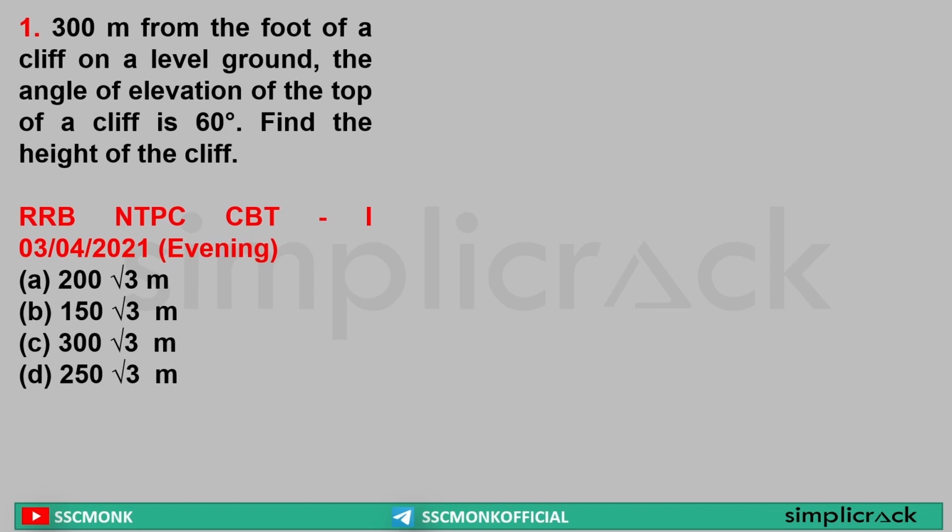Our first question: 300 meter from the foot of a cliff on level ground, the angle of elevation of the top of the cliff is 60 degree. So what is it saying? Say this is a cliff, let's say this is a mountain top. 300 from the foot, that means from this point 300 meter, someone is here. He is looking at the cliff, this.